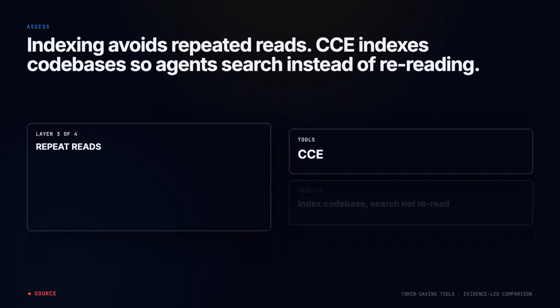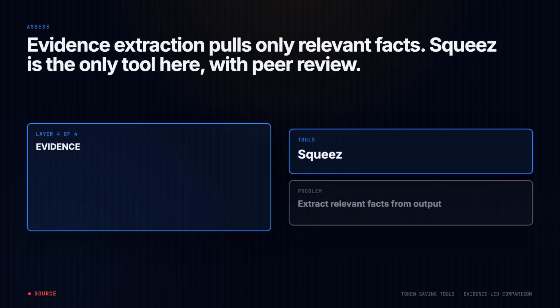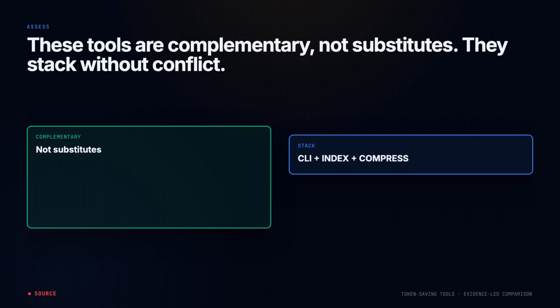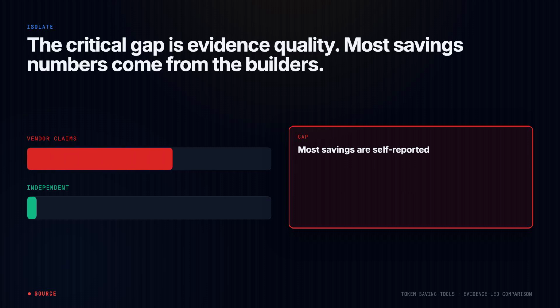Indexing avoids repeated reads. Code Context Engine indexes your codebase so agents search instead of rereading files. Evidence extraction pulls only relevant facts from tool output. Squeez is the only tool here with peer review. These tools are complementary, not substitutes. You can run RTK to compress CLI output, CCE to index your codebase, and Headroom to compress the context window. They stack without conflict. The critical gap is evidence quality.